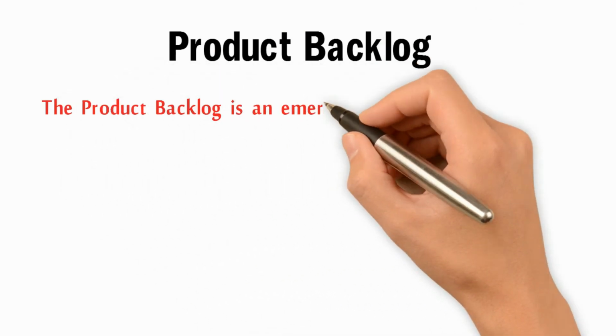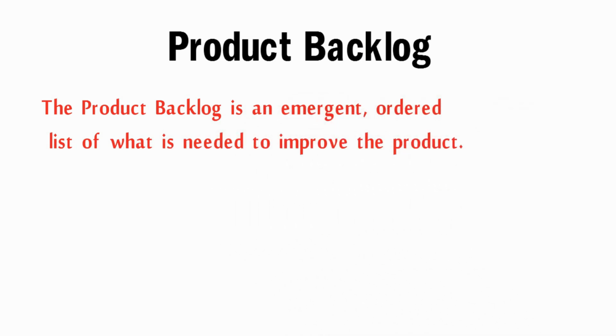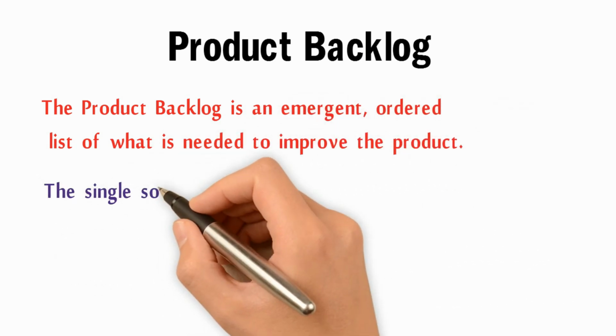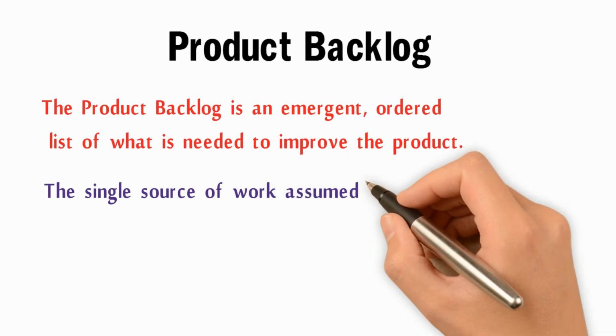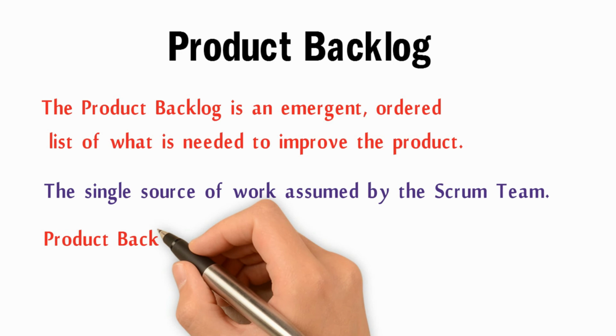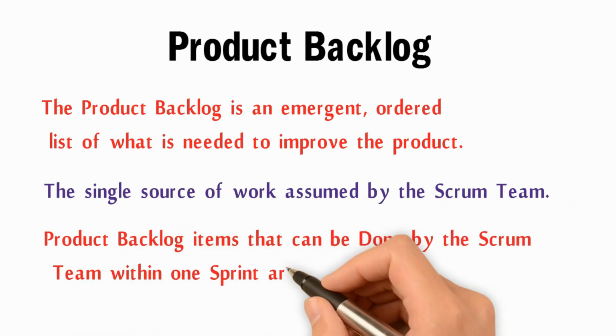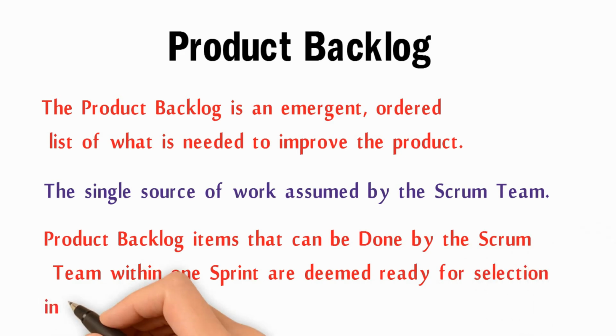Product backlogs. The product backlog is an emergent ordered list. What is needed to improve the product? The single source of work assumed by the Scrum team. Product backlog items that can be done by the Scrum team within one sprint are deemed ready for selection in a sprint planning event.